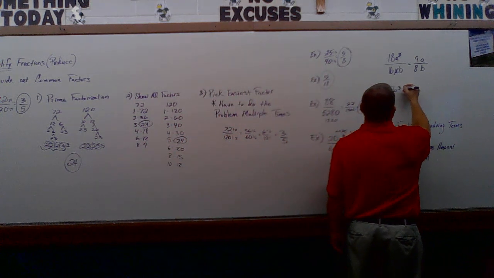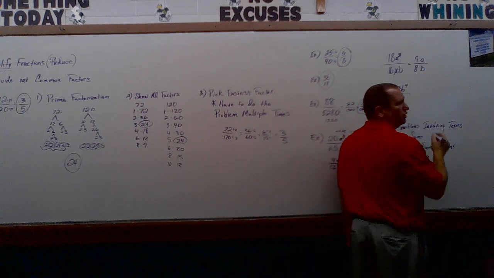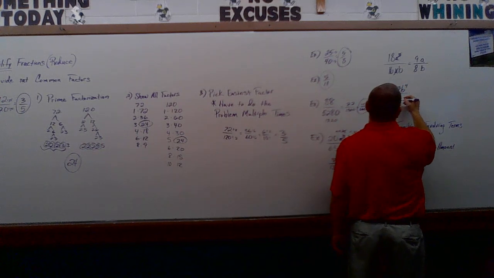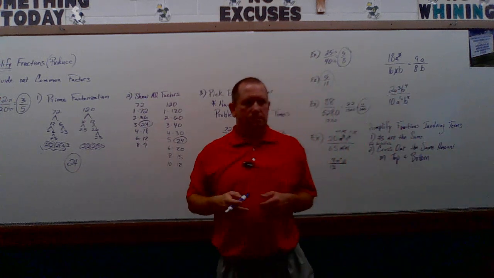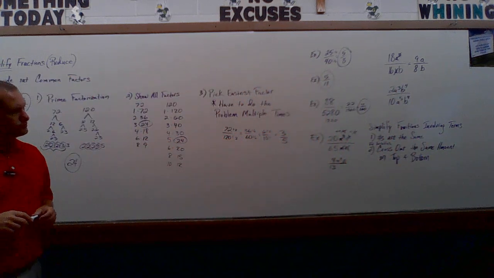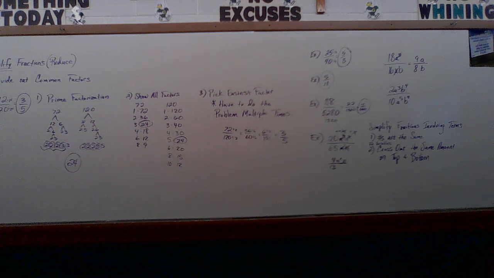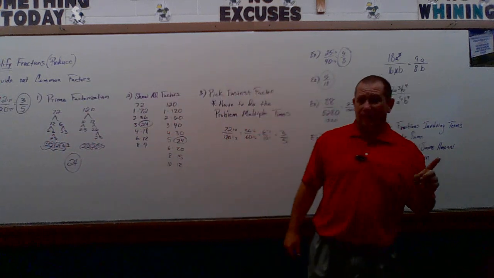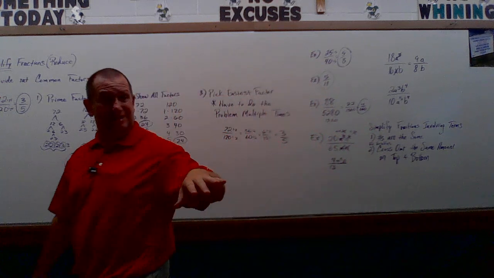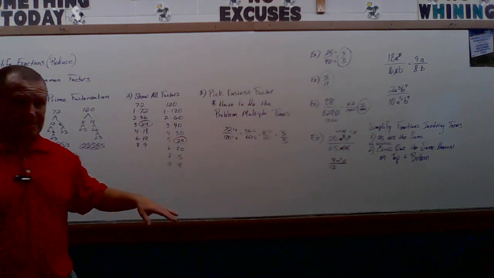2a cubed b to the 4th, all over 10a to the 5th b to the 4th. Remember now, we're dividing, we're not subtracting. So when I divide the same number, what do I end up with? I end up with 1, right? I don't end up canceling it entirely out. That's a big difference too.